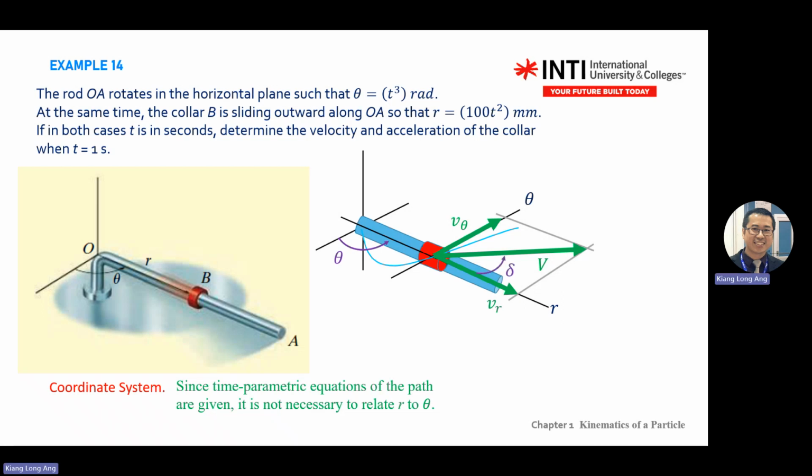Now, the questions sometimes have a hidden meaning. For example, this example 14. Your theta is calculated from here. It means the theta dot and theta double dot that you calculate are actually calculated from here and not here. You have to be firm on your direction.